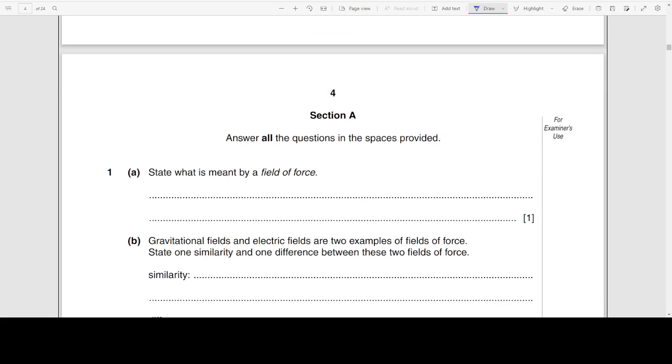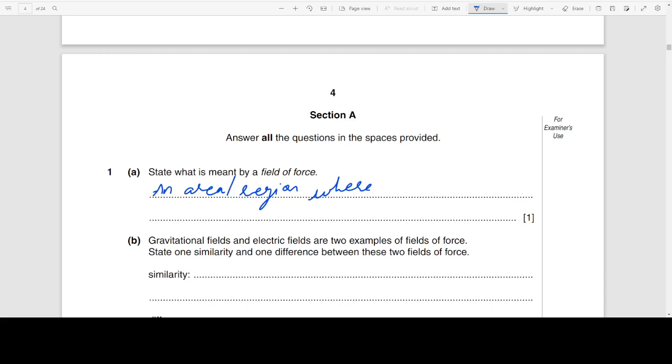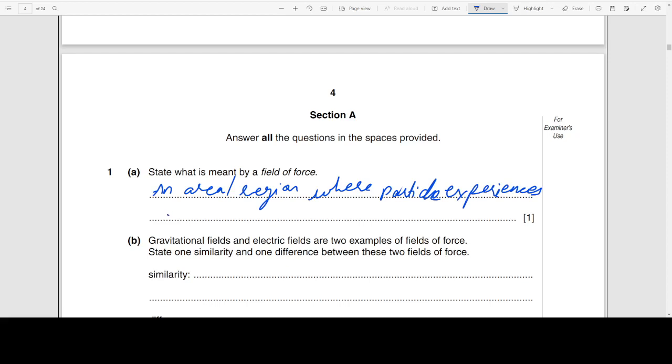So, say what is meant by a field of force. A field of force is just an area or region where any particle or body experiences a force. That question was kind of nothing. So let's move on to the next question.